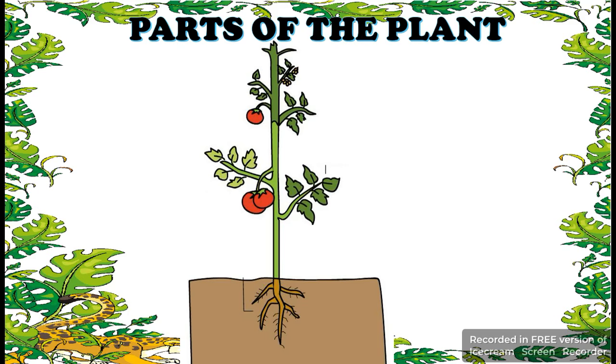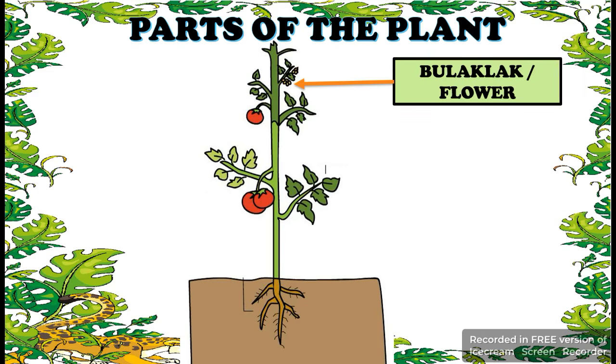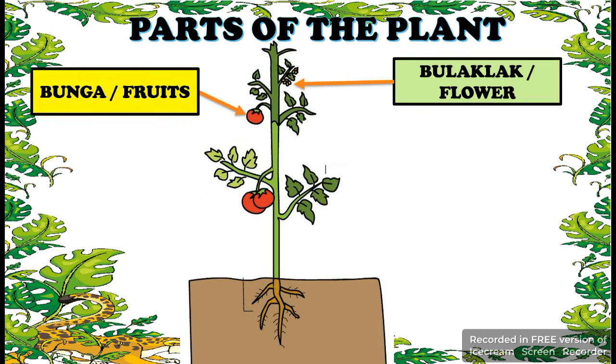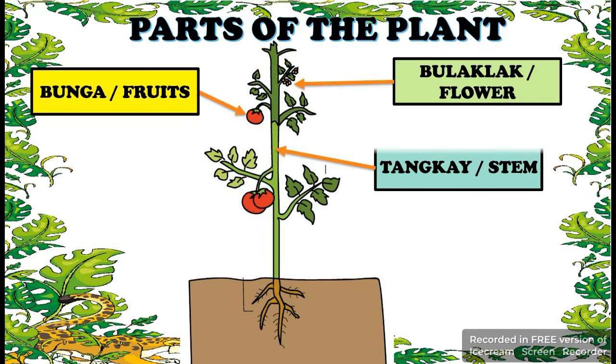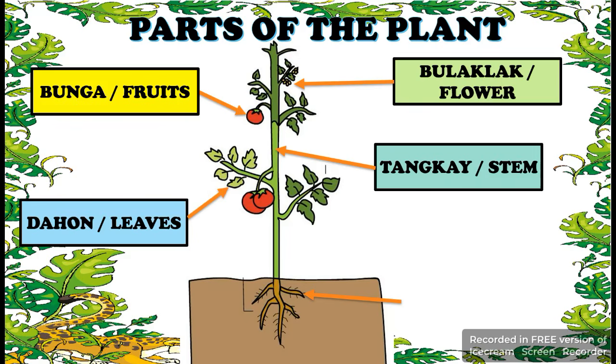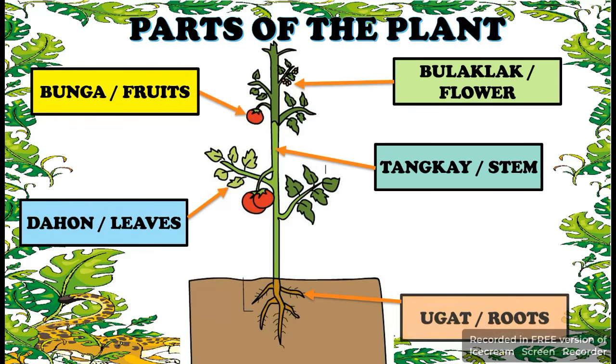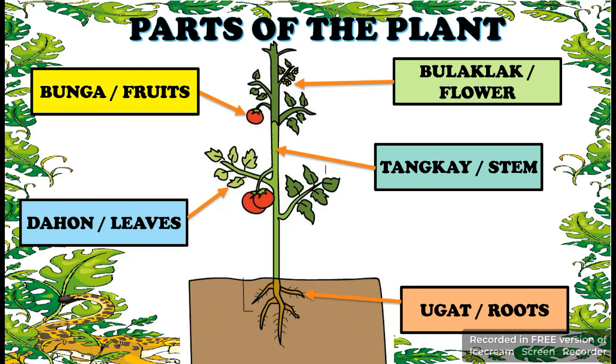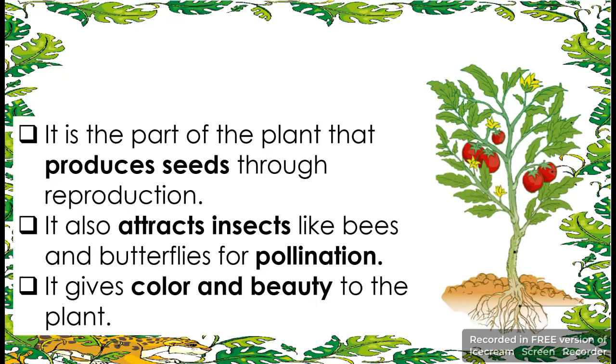Parts of the plants are bulaklak or flower, bunga or fruits, tangkay or stem, dahon or leaves, and ugat or roots. Let's discuss the parts of the plants and their function.